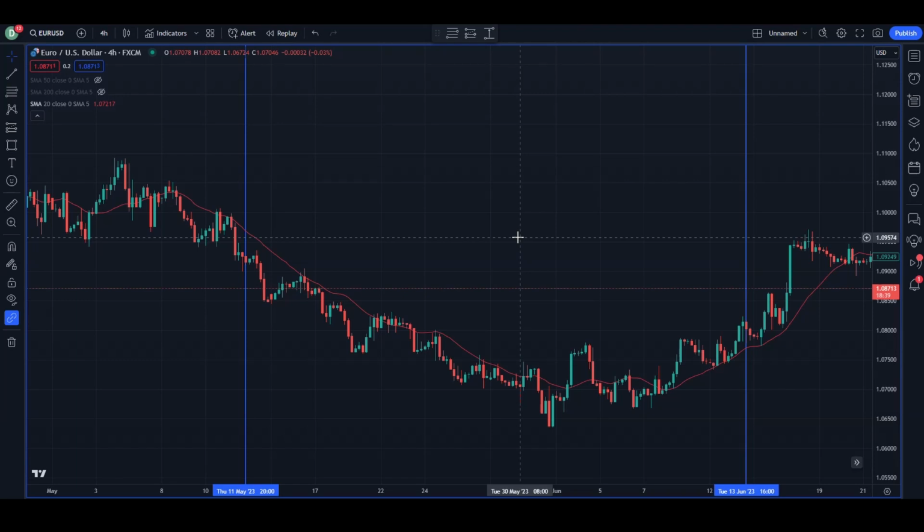We said that the 20 is a very commonly used period, but so is the 50. So let's add the 50. This blue line that appeared on our chart is the 50. The red one is the 20. So how do we confirm the trend with 2 moving averages?